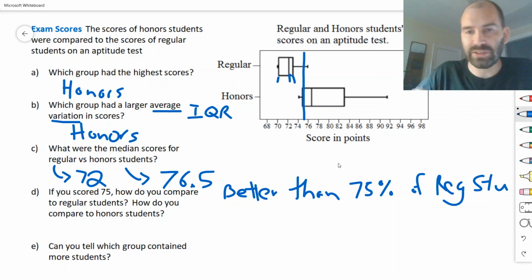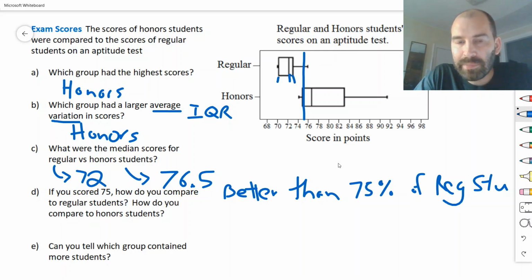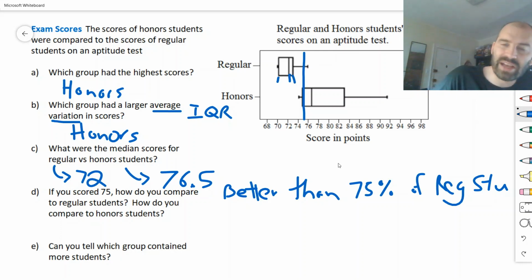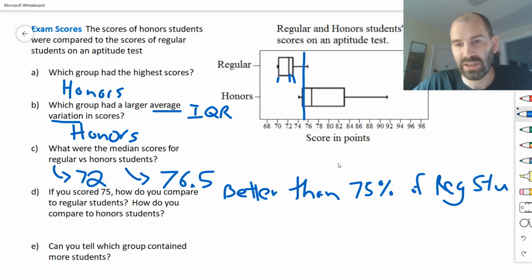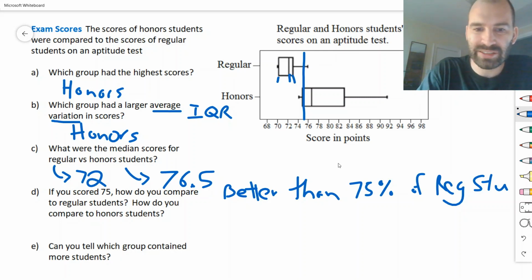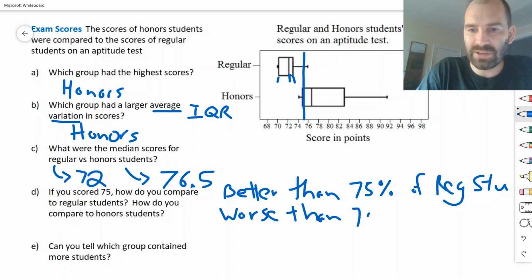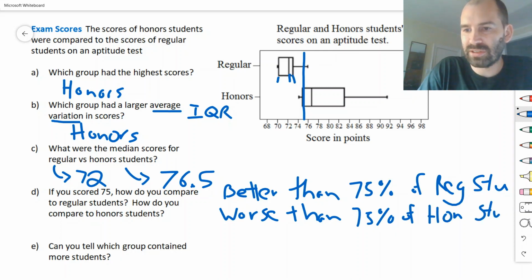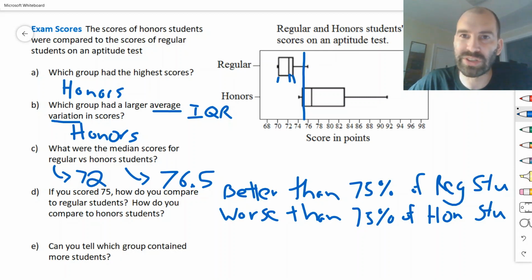How did you compare to honors students? Well, now let's look at your score. It lines almost exactly up with the first quartile. So the first quartile is better than exactly how much of the data? 25%. So to frame this in a positive sense, I would say you did better than 25% of honors students. But another way you could say it is that you did worse than 75% of honors students. You could say better than 25% or worse than 75%. They put you in the same place, right?